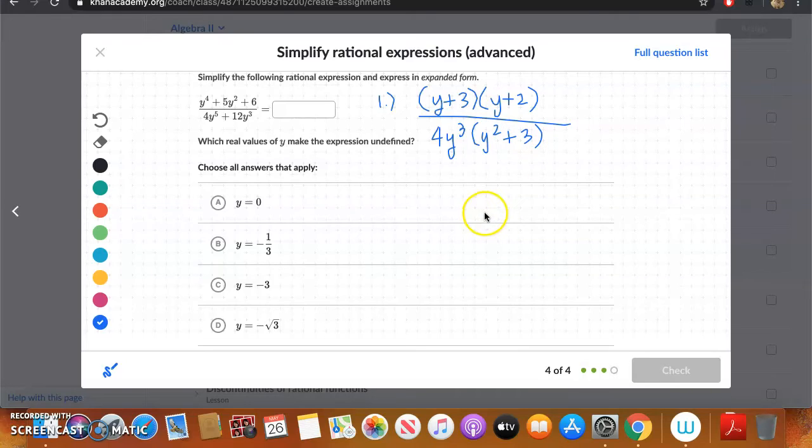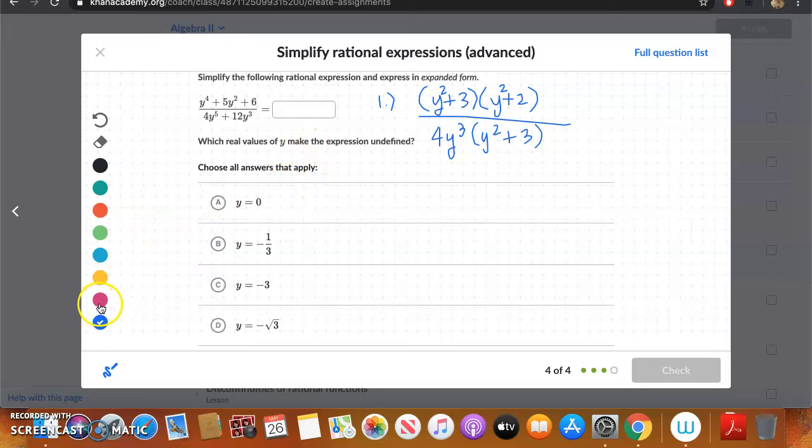Is that correct? I guess so. Hold on. But this is y to the fourth. So it's not just y and y, it's y squared and y squared, correct? Because y to the fourth is y squared times y squared, correct? Okay, that makes a lot more sense.